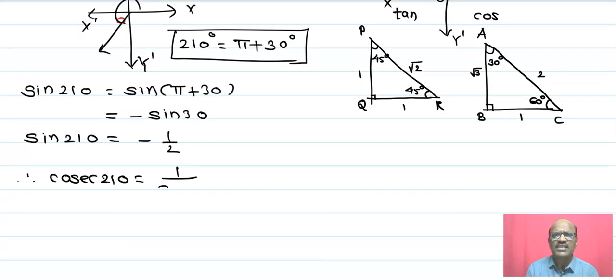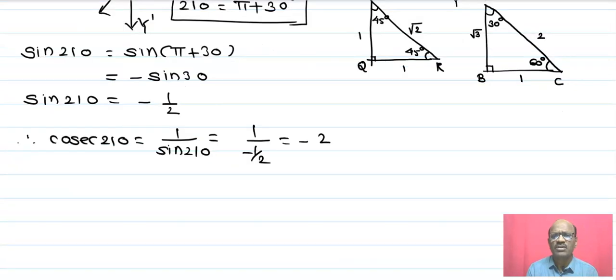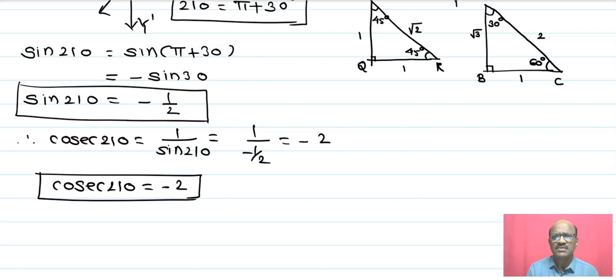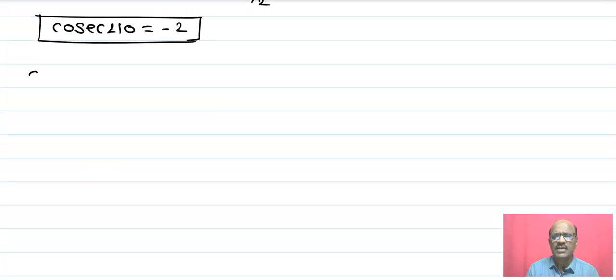Now next is cosec 210. You have to write only the value of sine of 210. That is 1 upon minus 1 upon 2, and overall that is minus 2. So cosec 210 is minus 2.